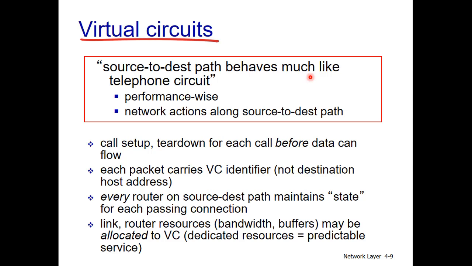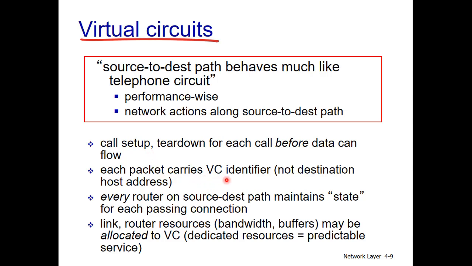Resources are reserved, whereas in the case of connectionless services, there are no resources reserved. Whereas in the case of virtual circuits, there are resources reserved for the call. So it behaves much like telephony circuits performance-wise. Network action along the source to destination path requires a call setup and tear down for each call before data flow. So in order to send our data, you need to establish a call and send the data, and once data is finished, you need to tear down that connection.